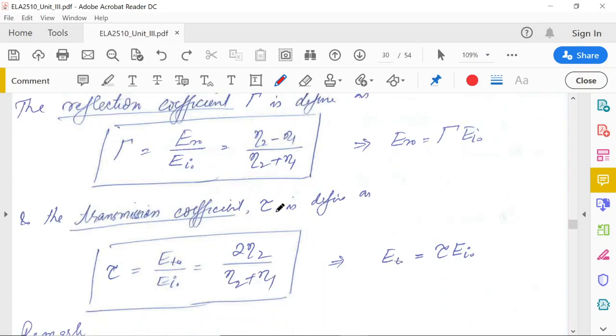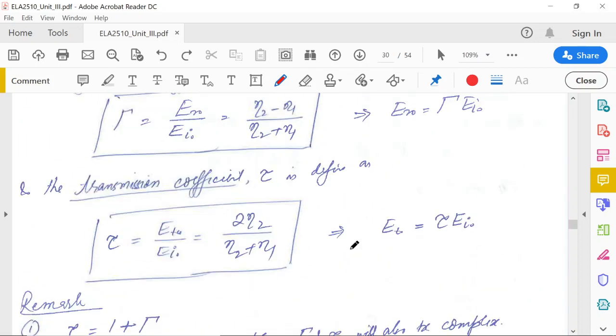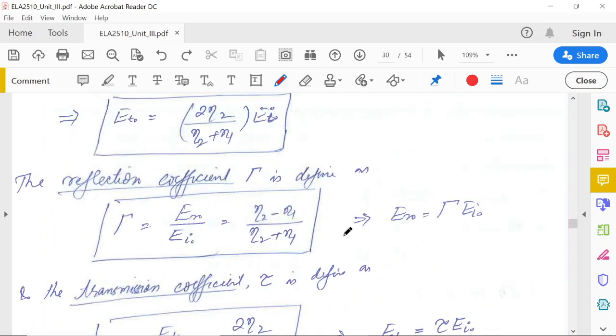Similarly, we have the transmission coefficient. Tau is defined as ET over EI0, so it is 2 eta 2 over (eta 2 plus eta 1). It gives you how much portion of the wave is transmitted to medium 2. Gamma gives what portion is reflected back, and tau gives what portion is coupled to medium 2. Now here gamma is complex, because eta 2 and eta 1 are complex.